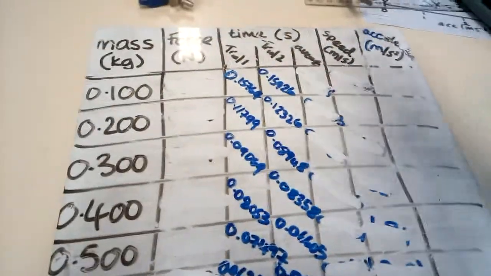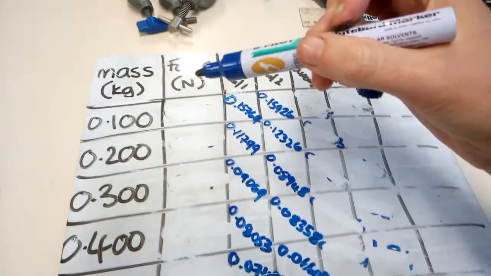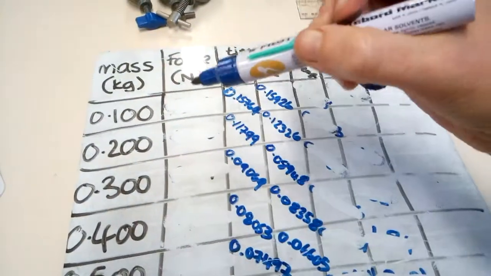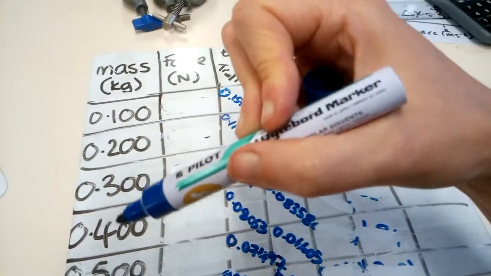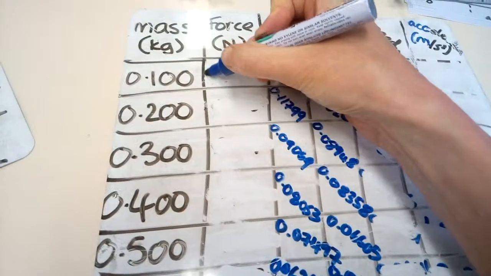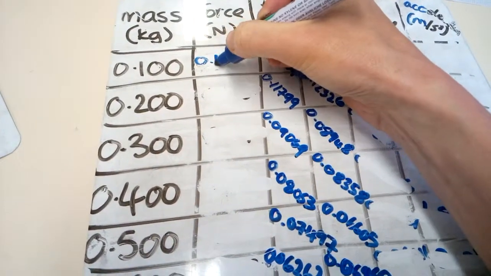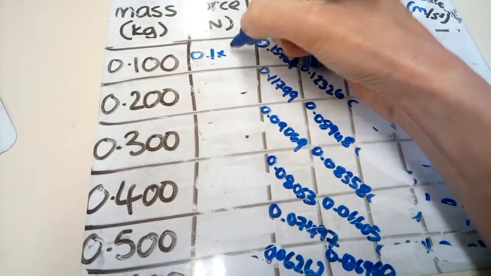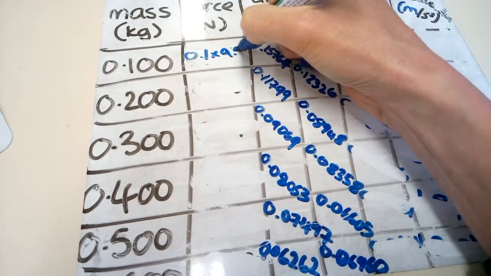Step one, you're going to fill in the force column. Now this is the force making it accelerate. The force is due to the masses that you put there. So what you're going to do is just find the weight of those masses. So for the first one I'm going to do 0.100 multiplied by 9.8.